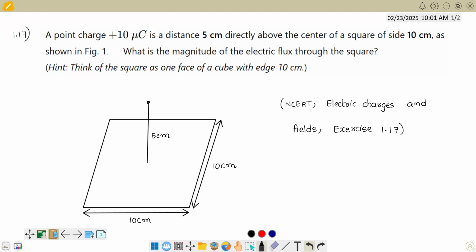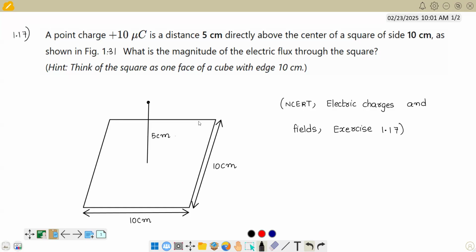It is figure 1.31. What is the magnitude of electric flux through the square? Think of the square as one of the faces of a cube with edge 10 centimeter. So let us see this question.